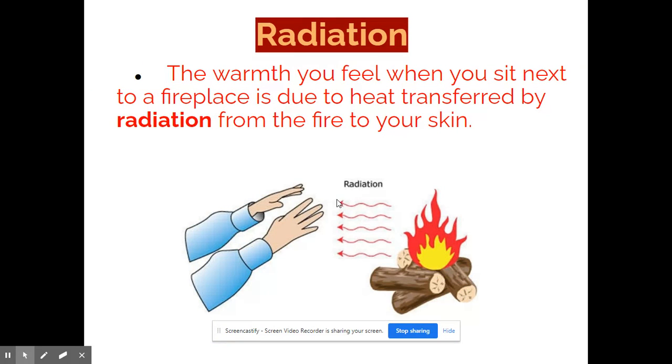The warmth you feel when you sit next to a fireplace is due to heat transferred by radiation from the fire to the skin. So you're not in direct contact, but you still can feel the heat.